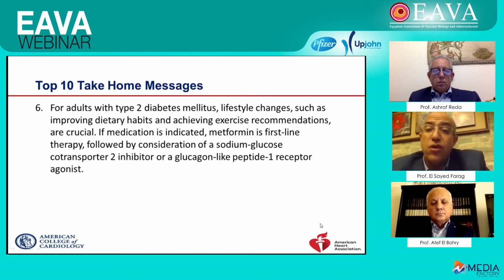But now, after adding metformin as a first line of treatment, we have a new kid on the block, the sodium glucose transporter inhibitor. If we fail to reach a euglycemic pattern for the diabetic patients with metformin, we can add SGLT2 inhibitors or GLP-1 agonists for those patients, not only for controlling diabetes, but also for cardiovascular outcome.